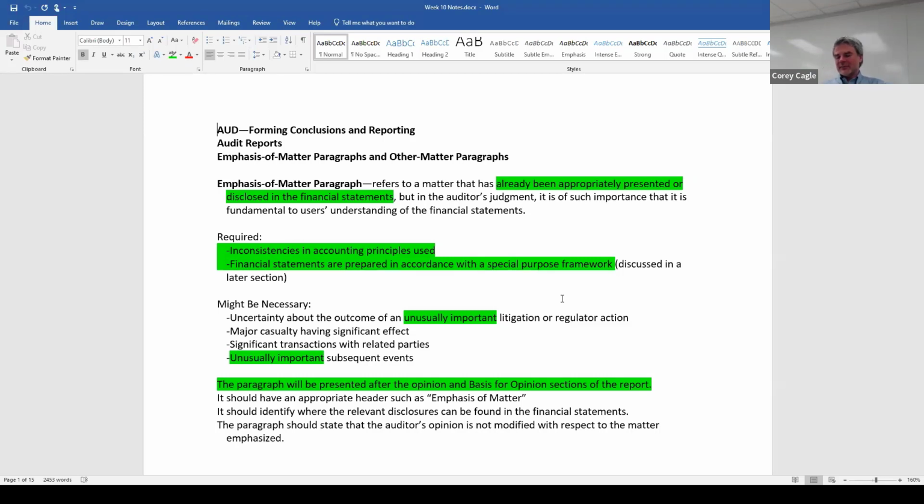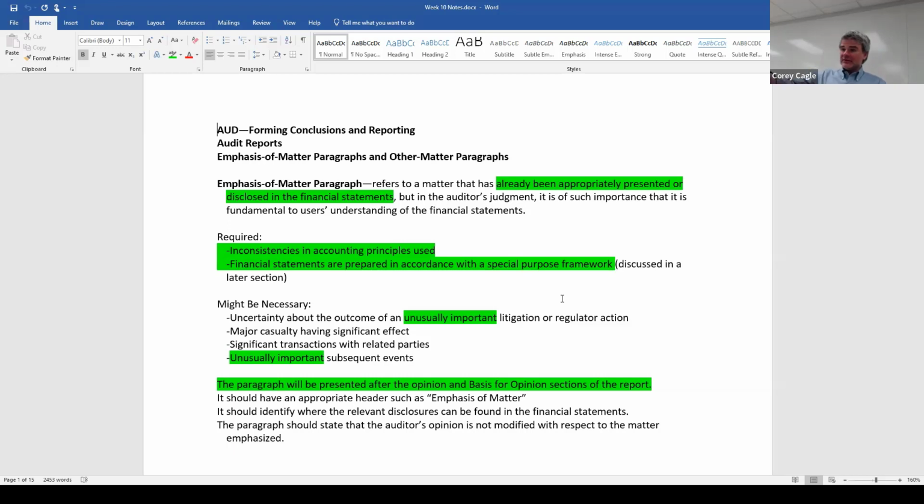Yeah, modifications happen when there's a problem with the audit, a scope limitation where you can't audit the things you need to audit. That's when modifications happen. These are not modifications. These are just highlighting additional information. The opinion is what it is, right? So modifications are qualified opinion, adverse opinion, disclaimer of opinion, right?